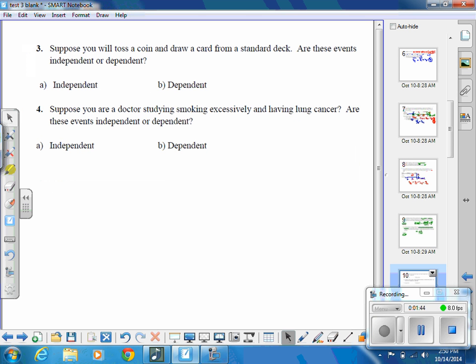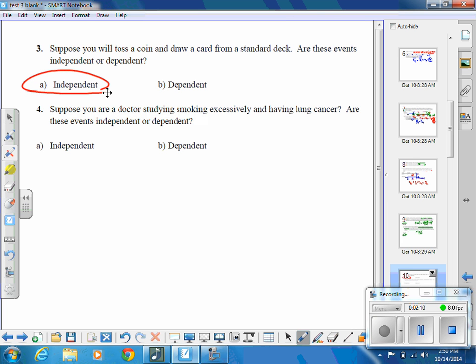Okay, let's talk about independent, dependent events. So it says here, suppose you will toss a coin and draw a card from a standard deck. Are these events independent or dependent? Here's the thing. Dependent means that your one outcome depends on what happens in the first one. Whether I toss a coin and I get heads or tails has no effect on whatever card I'm going to draw from my deck. So these two events are definitely independent of each other.